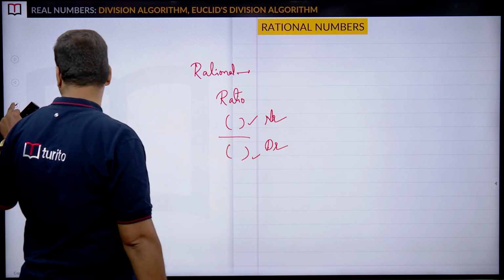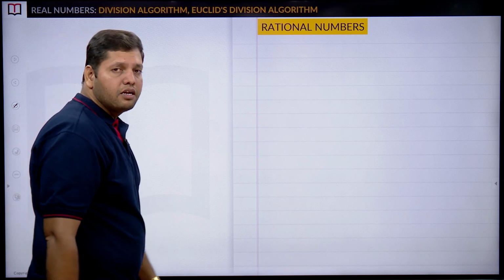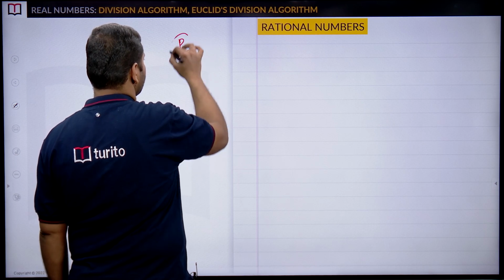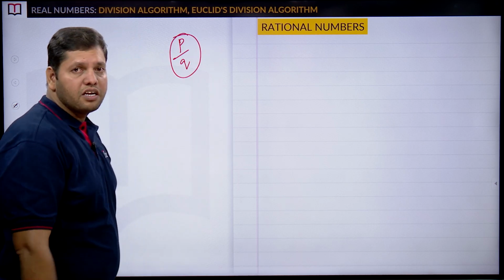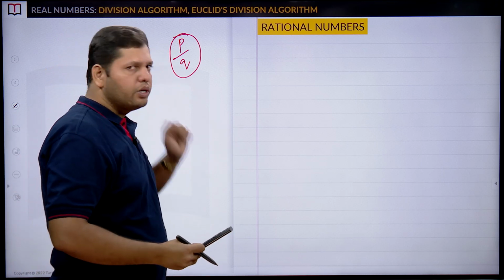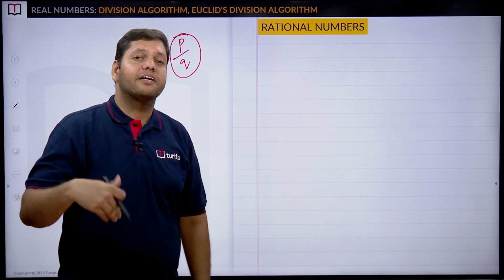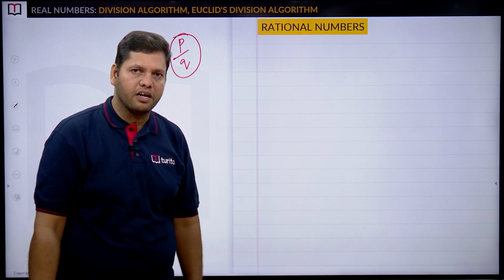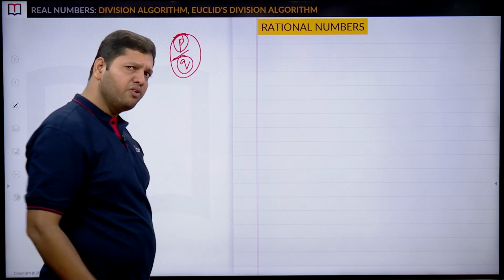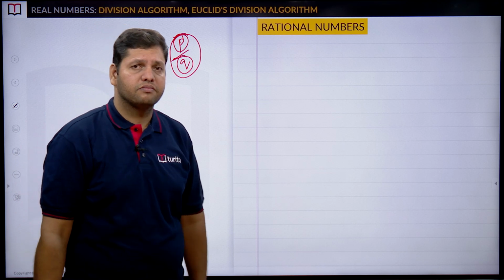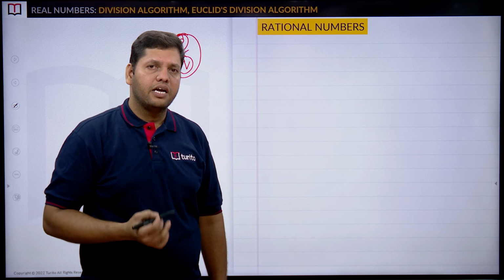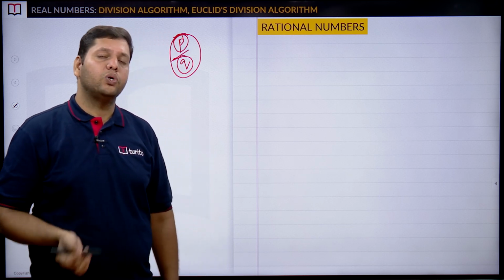So what is the actual definition of the rational number? If a number can be written in the form of P by Q, it is a rational number. Otherwise, if you cannot represent a number in the form of P by Q, such numbers are called irrational numbers. But do we have conditions for selecting P and Q, or can you take any value?